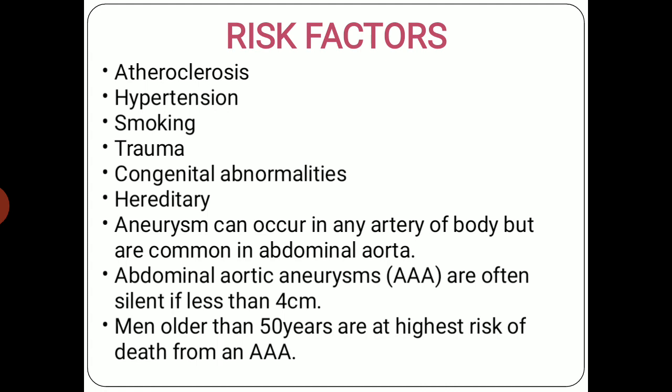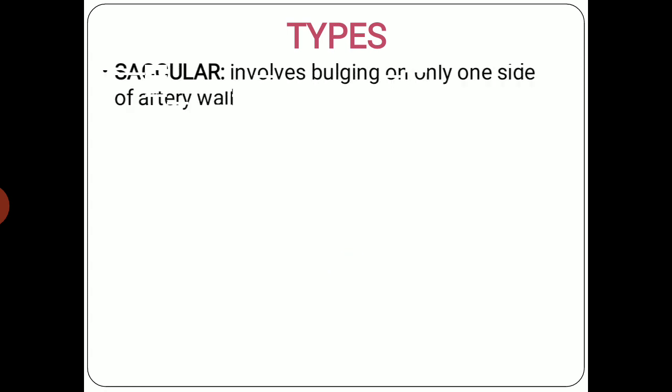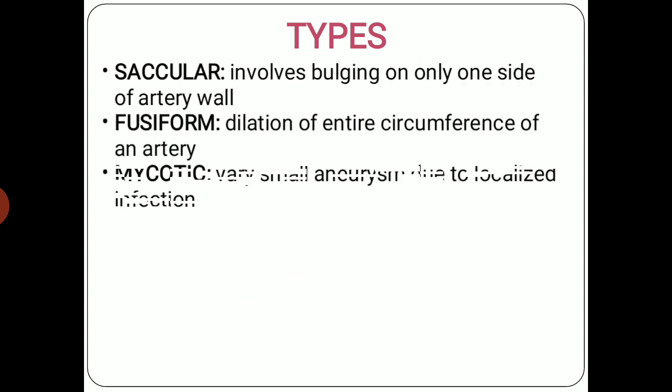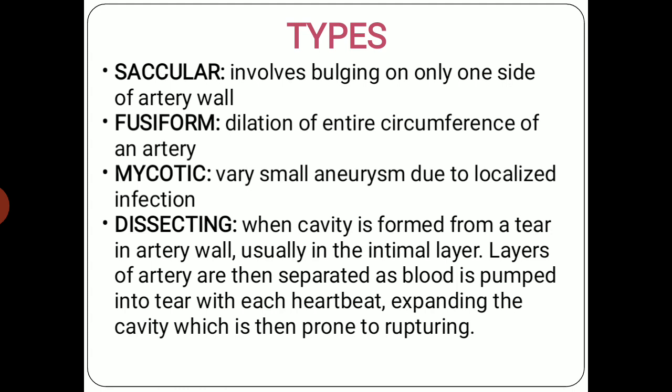ठीक है, then men older than 50 years are at the most risk of death because of abdominal aortic aneurysms. तो types on the basis of how it looks और how it happens. ठीक है, कैसे किस तरह का dilation हो रहा है, that comes in the types of aneurysm.